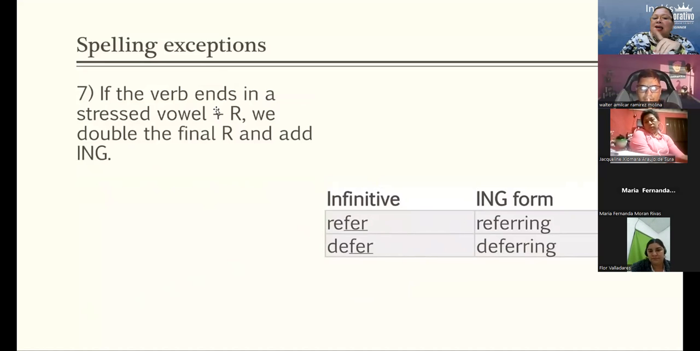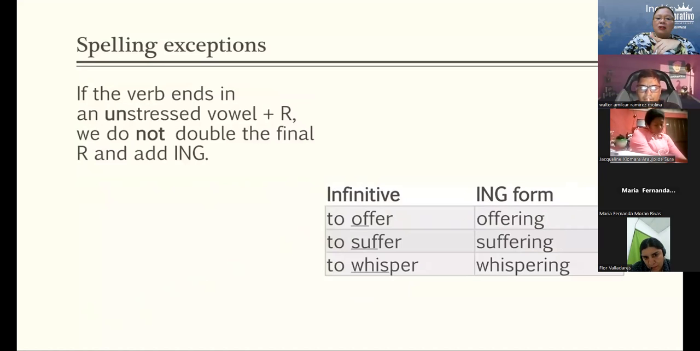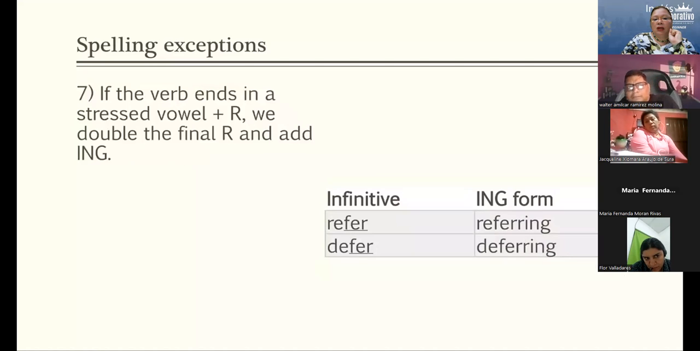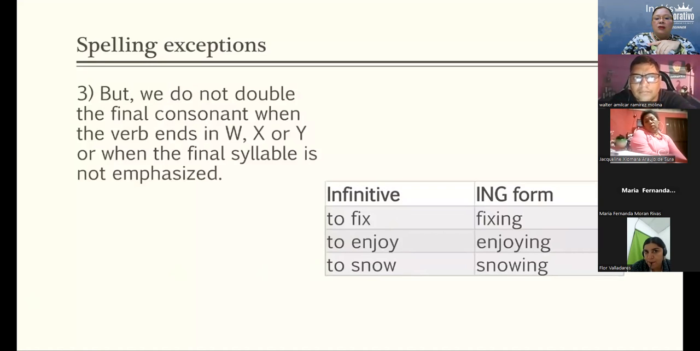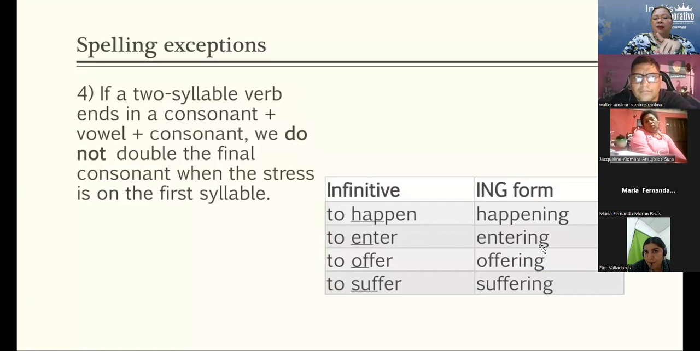But if you see, these are with the letter R. What about the other ones? Well, the other ones, we don't. These, offer, suffer, whisper, are in this one. So we do not double the final consonant when the stress is on the first syllable, okay?